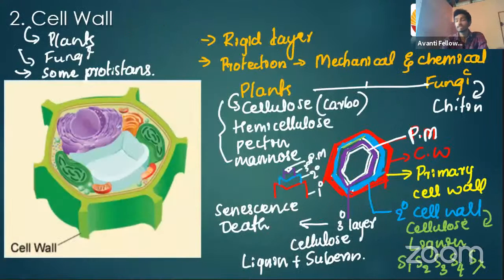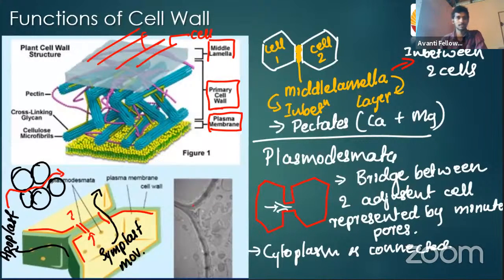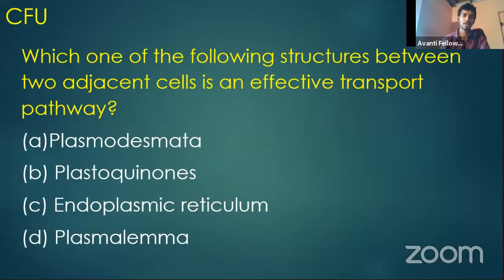Okay, so this is related to the cell wall and its function. One question came, you answer the question. Meantime, if you have any doubts, you can ask. Which of the following structures between two adjacent cells is an effective transport pathway? Plasmodesmata, plastoquinones, endoplasmic reticulum, plasmalemma. I'm launching the poll without wasting any time because I think you can answer directly.